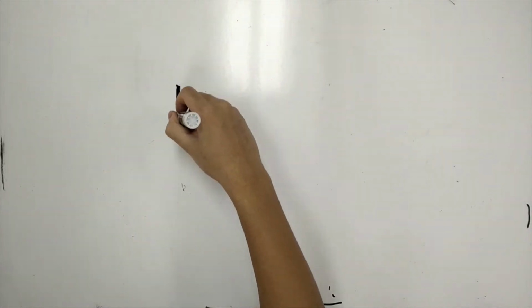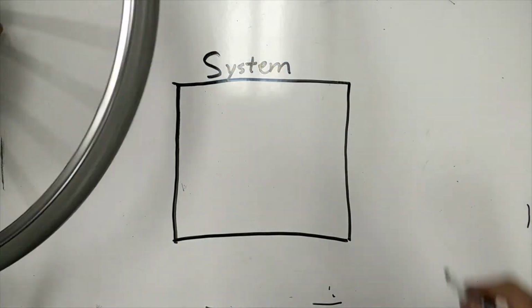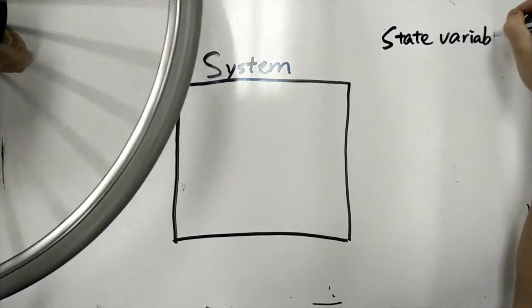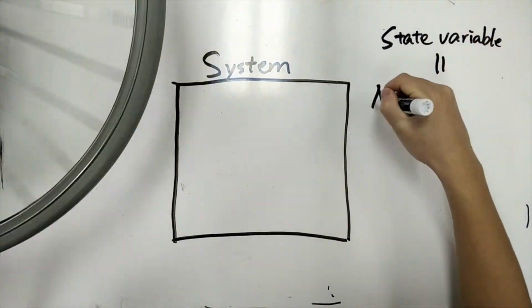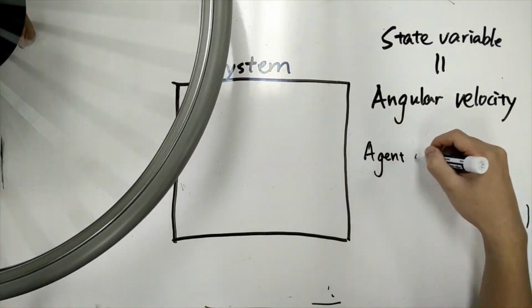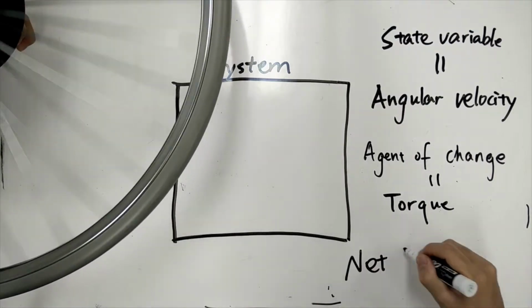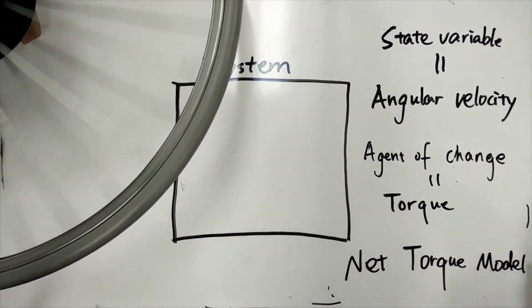Next we have single body systems for rotation. In rotation, the state variable for a single body system is angular velocity. The agent of change for angular velocity is torque. And we use the net torque model to describe this.